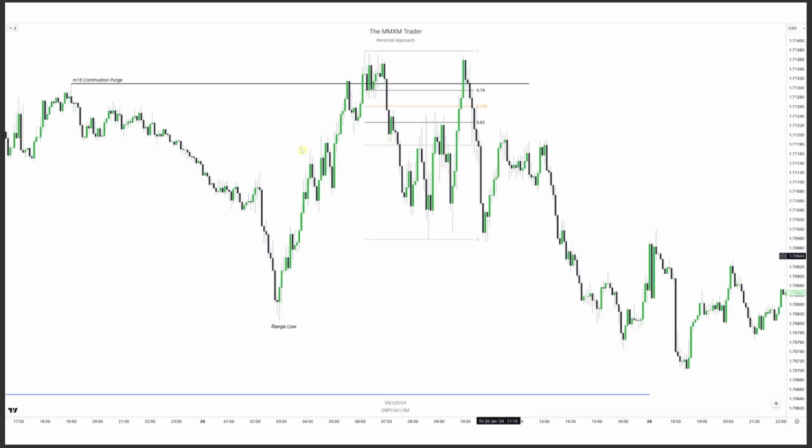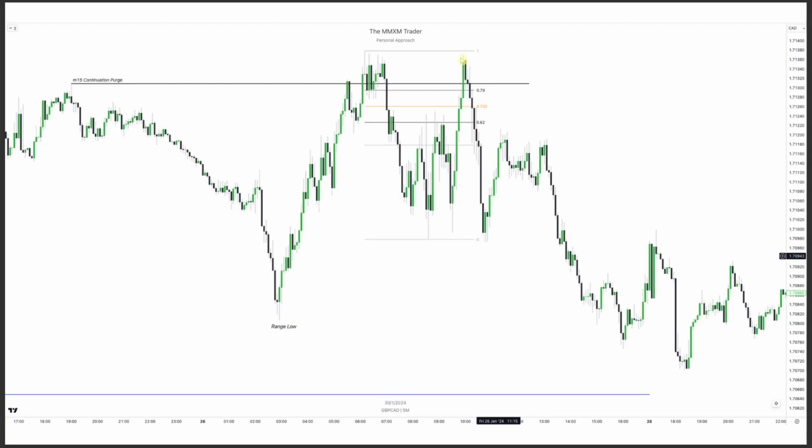Got another example over here, right? 15-minute continuation purge. The same thing over and over and over again. Price raids those buy stops on the 15-minute, forming a change in the state of delivery order block here as well. Price declines, and now we want to map out our premium and discount with these OTE levels, right? And then we want to be targeting that range low. So price comes back into premium over here.